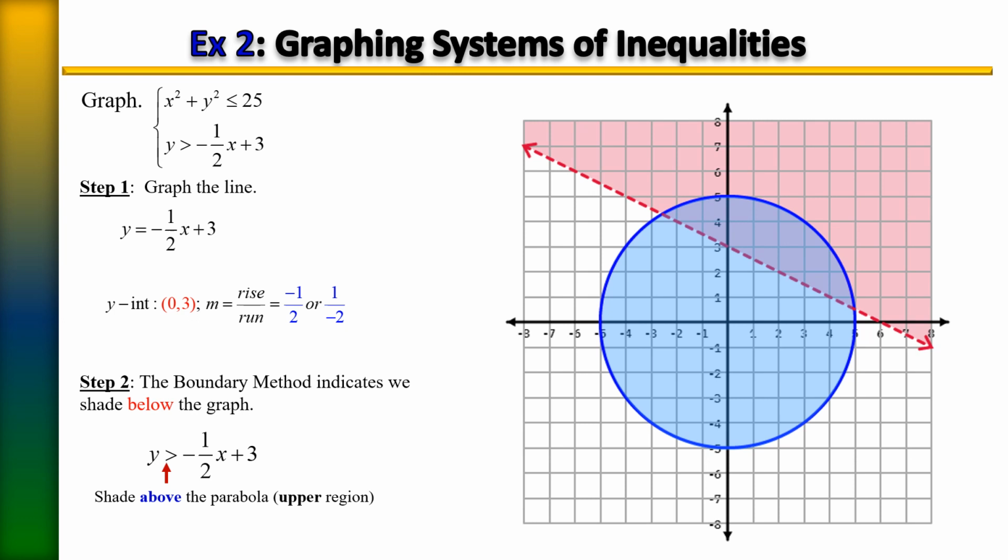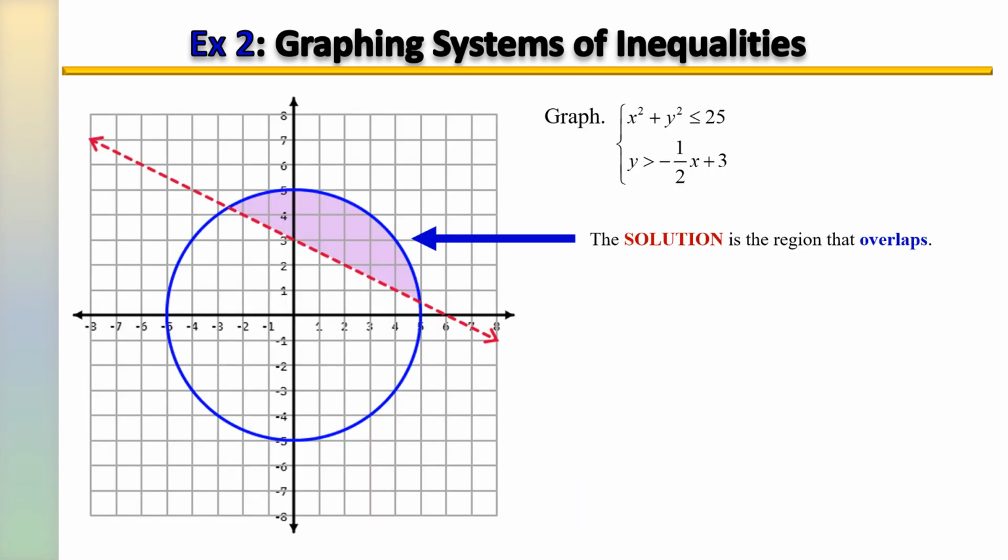We have our graph, but this is not our solution, because remember, when you have systems of inequalities, your solution is the overlapping part. So we want the part where we shaded it blue first, and then on top of that we shaded it red. We just want that overlapping part. So erasing everything else, this is what your graph is going to look like. That is your solution, just that little piece.